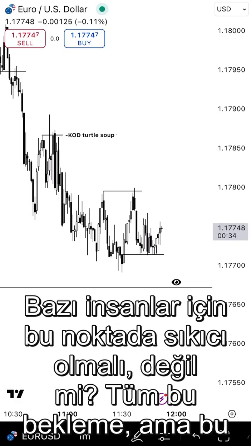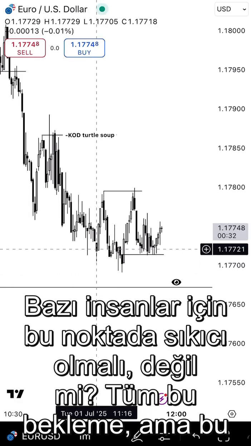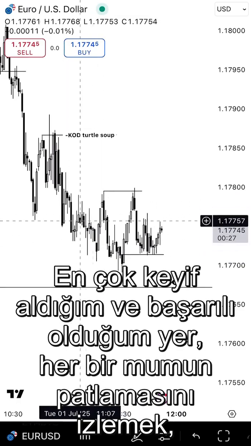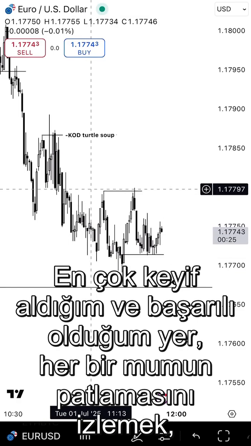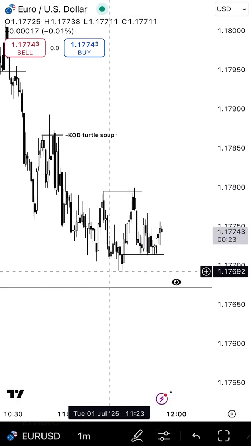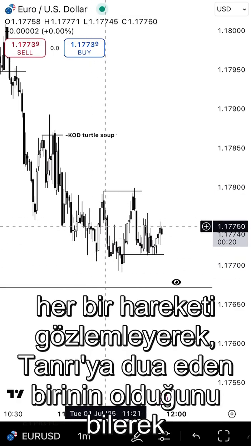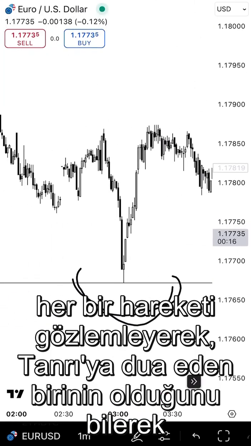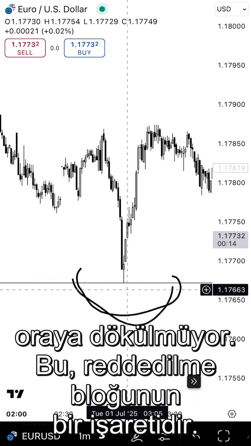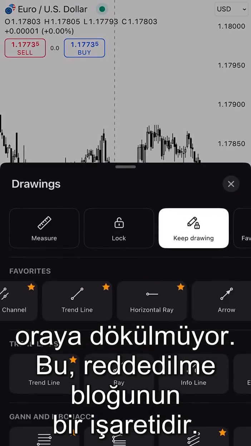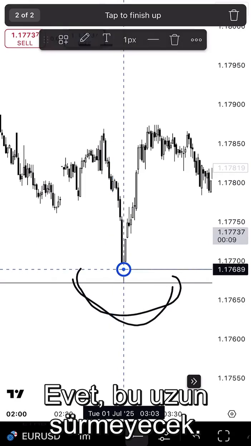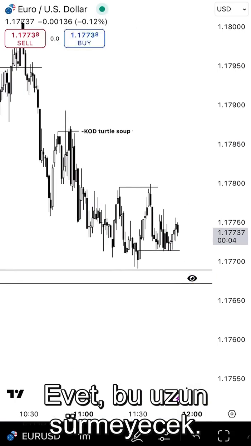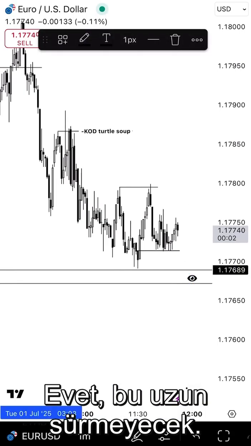And for some people, it must get boring at this point. All this waiting, but this is where I thrive and enjoy the most, watching every single candle print, observing every single movement, knowing that there's someone praying to God that it doesn't dump down there. Let's mark the rejection block. Yeah, this is not going to last long.